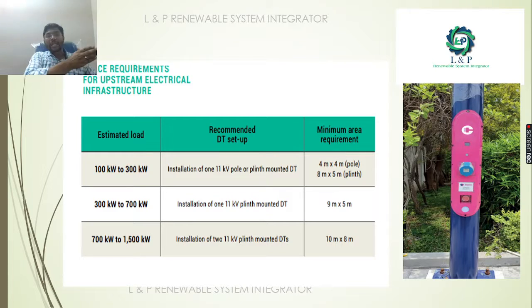If the estimated load is around 300 kilowatt to 700 kilowatt, then the minimum area requirement is 9 meters length and 5 meters width. If you go for a plinth mount, then we can go for the installation of an 11 kilowatt plinth mounted distribution transformer. And for a 700 kilowatt to 1500 kilowatt load demand, the area requirement is around 10 meters length and 8 meters width. In the installation, we can install two 11 kilowatt plinth mounted distribution transformers.